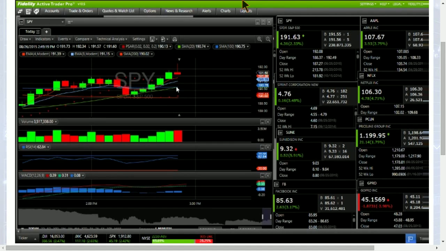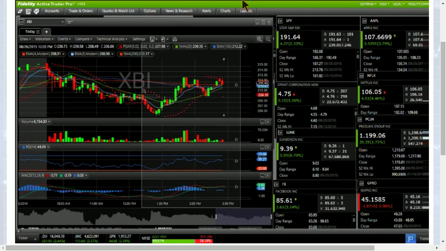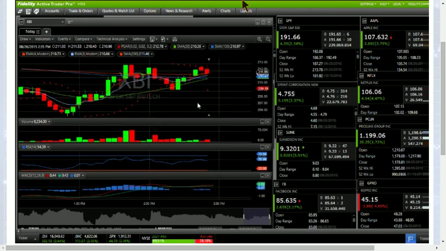XBI. On support right now. 20 period, 200 period moving average support at 211.49. Saw a bit of a double top here. Unable to set a higher high. 213.01 is the key to get above. Want to see this 20 period, 100 period, and 200 period support band hold. If it doesn't, a must hold is 209.15.